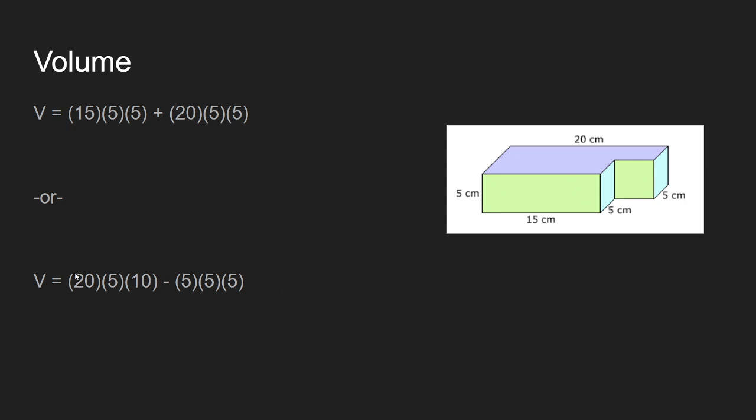The alternative is 20 times 5 times 10, and then you subtract 5 by 5 by 5. The way to think about this is that 20 times 5 times 10 is 20 multiplied by 5, which is the height, and the 10 is this length here. So that's the whole shape, and then you take away a 5 by 5 cube that has been taken out of it. I hope that makes sense. That should be everything you need to know to be able to solve a surface area or volume question.